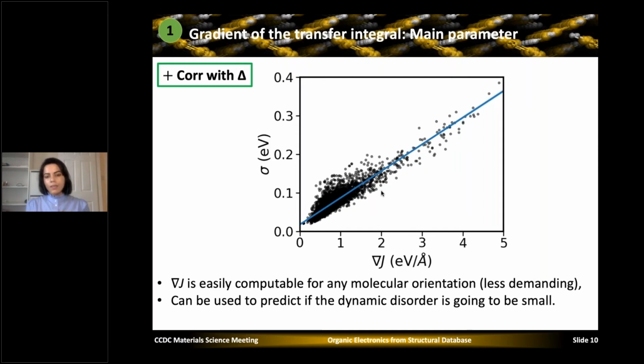The first one is that basically we can use approximate phonons for dynamic disorder calculations. And the second implication is that given the relative position of the two molecules, we can predict if the dynamic disorder is going to be large or small. As such, for large-scale screening, maybe it would be more plausible to screen for smaller values of gradient of the transfer integral rather than a smaller dynamic disorder.